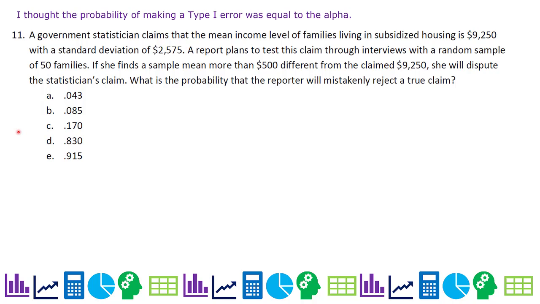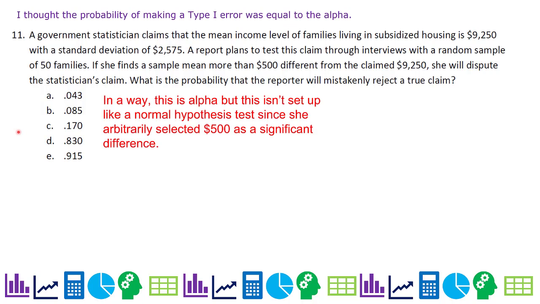So one of the students said, hey, I thought type 1 error was equal to alpha. It is. And here she didn't really set an alpha. So what we're doing, she set a difference as whatever was significant. So we're going to have to calculate the probability the old-fashioned way. So our mean is 9,250. And our standard deviation for the, or standard error for the sample is 2575. All right. Well, that's actually the population standard deviation. I take that back because it says, claims that.